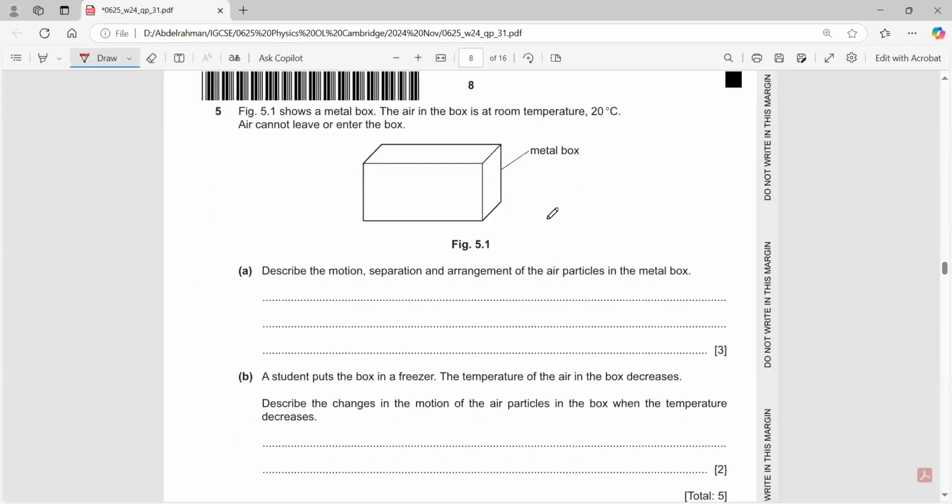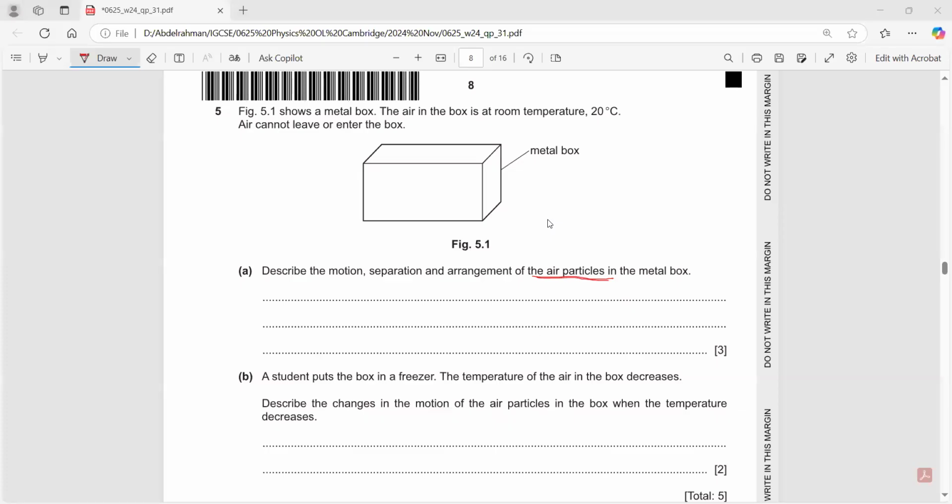Figure 5.1 shows a metal box. The air in the metal box is at room temperature, 20 degrees. Air cannot leave the box. Describe the motion, separation, and arrangement of the air particles in the metal box.